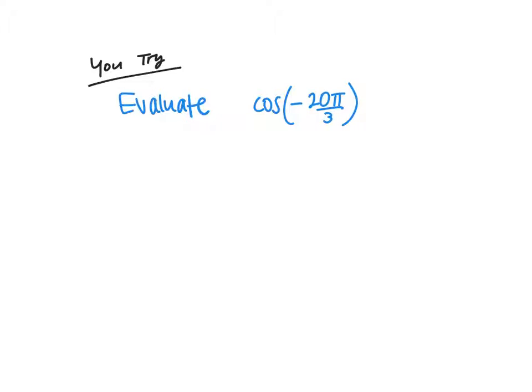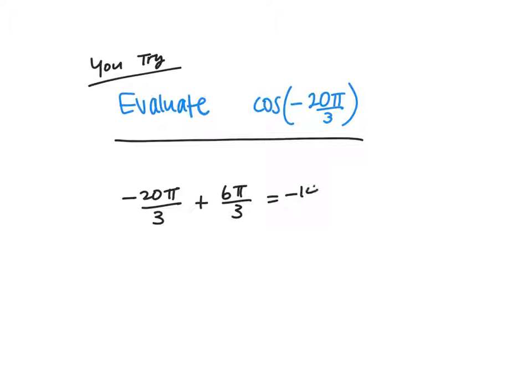Evaluate cosine of negative 20 pi over 3. So I notice here that negative 20 pi over 3 is a very negative angle, so I'm going to add 2 pi's to it. I'm going to add multiples of 6 pi over 3. If I add 6 pi over 3, that's still going to be negative, like negative 14 pi over 3. So you can add however many multiples of 6 pi over 3 you want. 6 times 2 gives me 12 pi over 3. That's still negative: negative 14 plus 12 is going to give me a negative number.